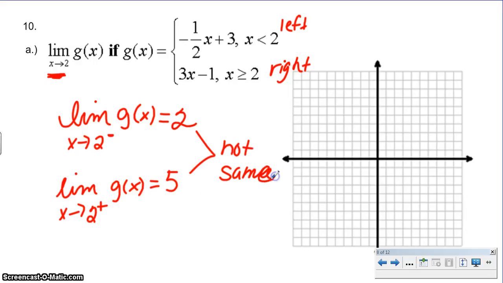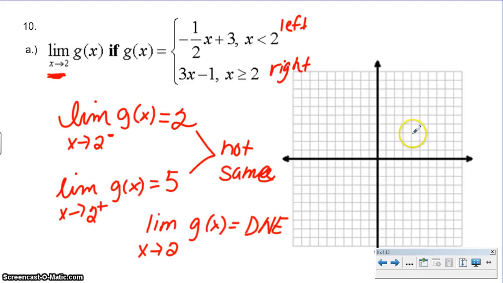since they're not the same, that's an A there. What we can say here is that the limit as x approaches 2 of the function g of x does not exist. So we write DNE.